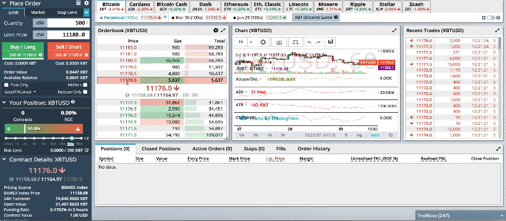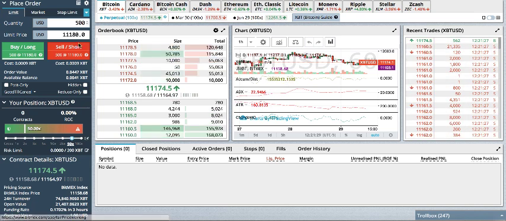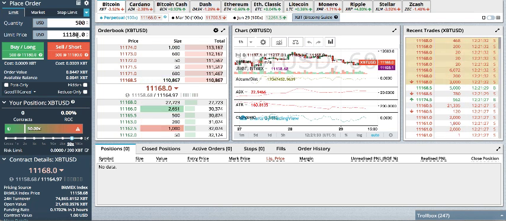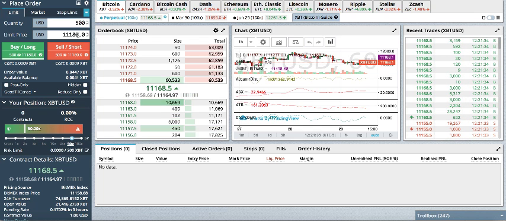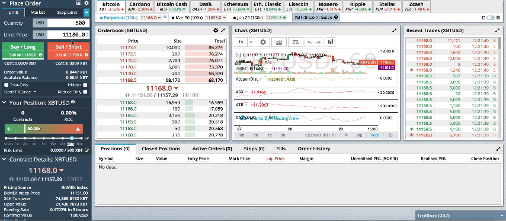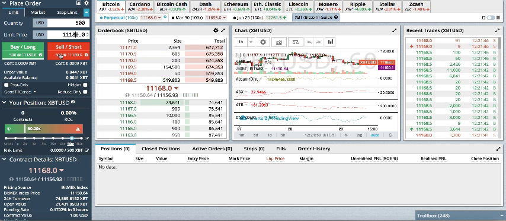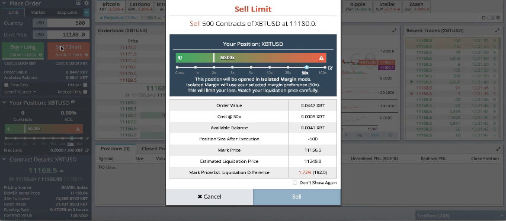So currently, okay, we're at 11,178. If I wanted to short 500 contracts, I typically would enter an amount just slightly higher than the current price to make sure if it moves a few points, I would get a quick fill on my order. So 11,180, current price 11,168. That would be a good entry point. But what I wanted to show you, okay, let's say I press that.